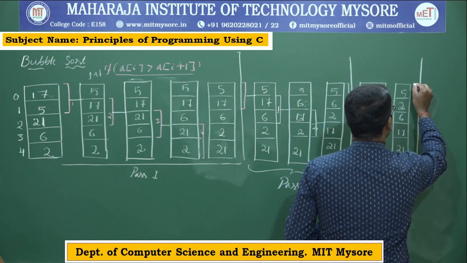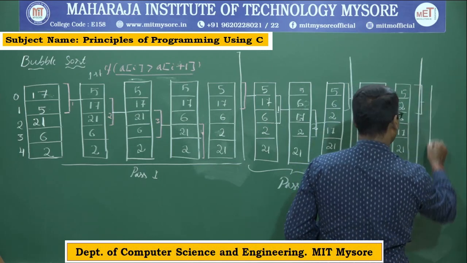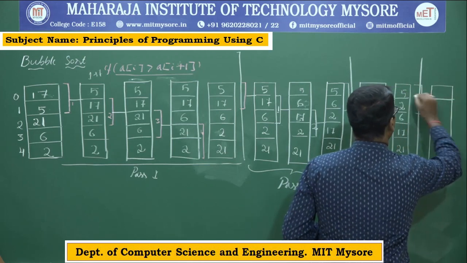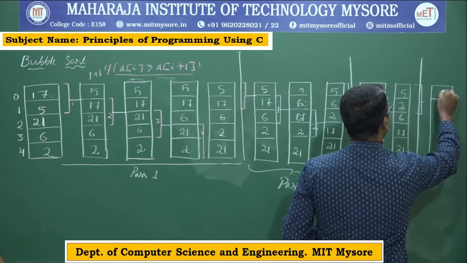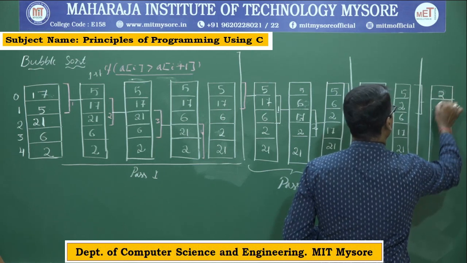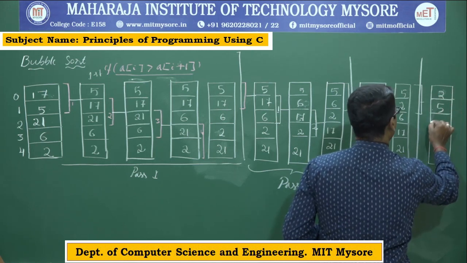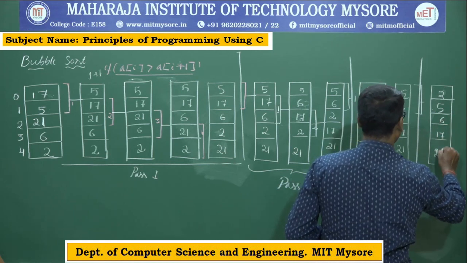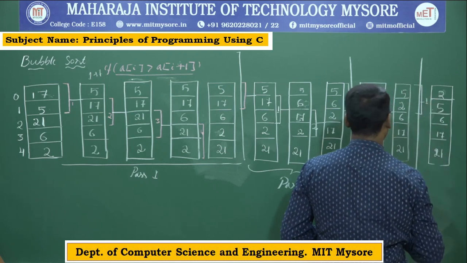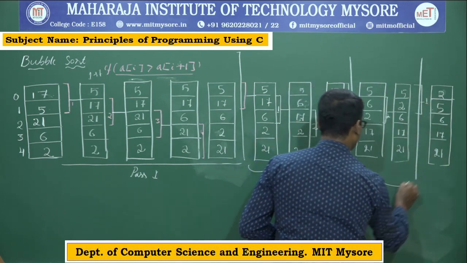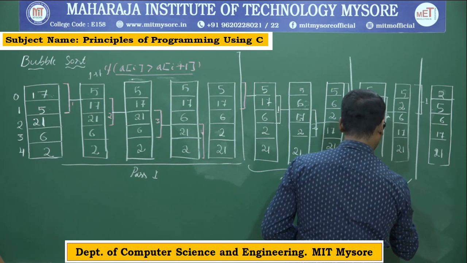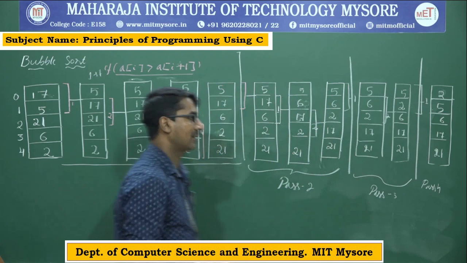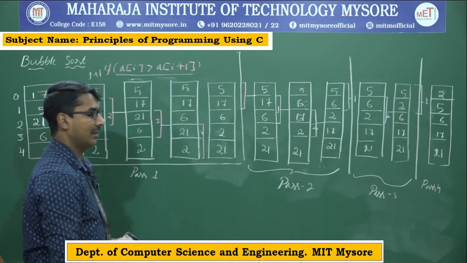In the last pass it will compare only one pair, that is 5 and 2. So 5 is greater than 2, the values will be 2, 5, 6, 17 and 21. So here one comparison. This is pass 2, this is pass 3 and pass 4. Okay. In the last pass we get the array in sorted order.